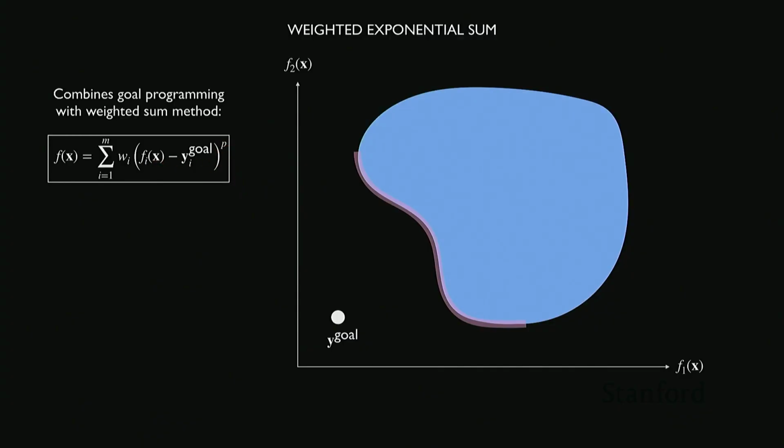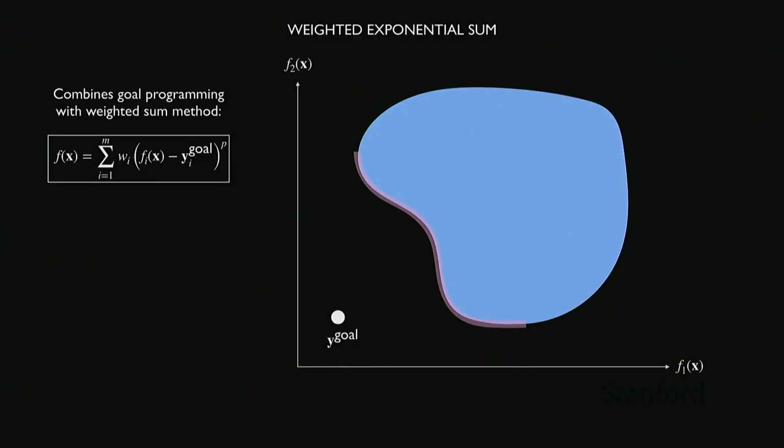So instead of raising to the power of p and then taking the root with p, we're just raising to the power of p, but we almost still have a norm. We still have this distance thing going on here. But now what this allows us to do is add weights to each component in that distance. And so now we can, just like before with the weighted sum method, say we care more about F2 than F1, etc.